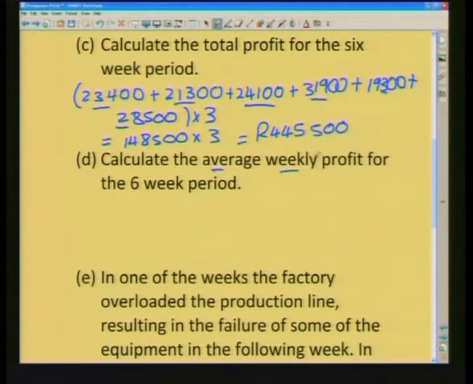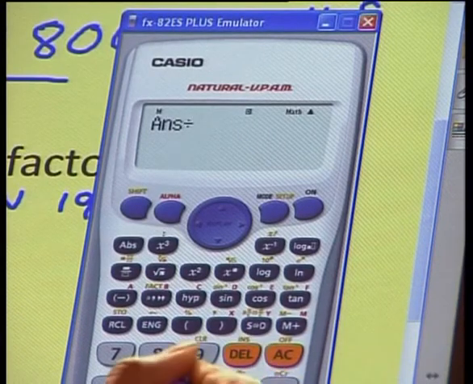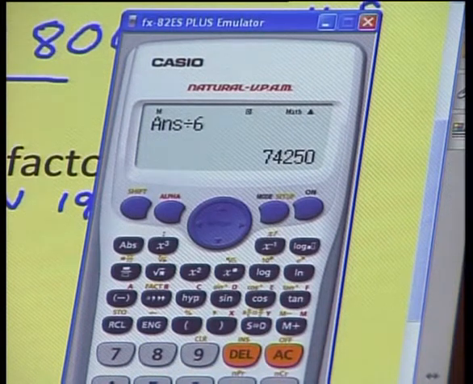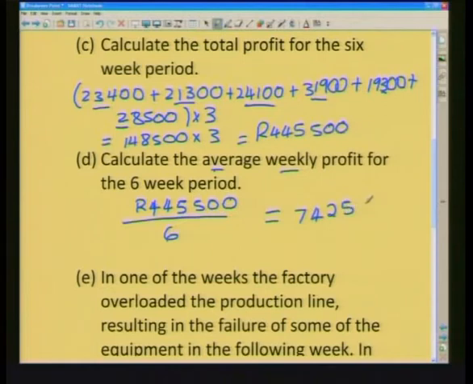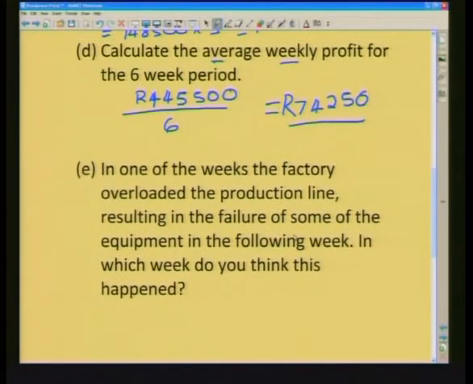So we know that in total they're making 445,500. Now we want to know per week how much are they making. So all we have to do is divide the 445,500 by the number of weeks. So it's 445,500 divided by 6. And that gives us an answer of 74,250. And that's their average weekly profit based on a total profit of 445,500 rand.